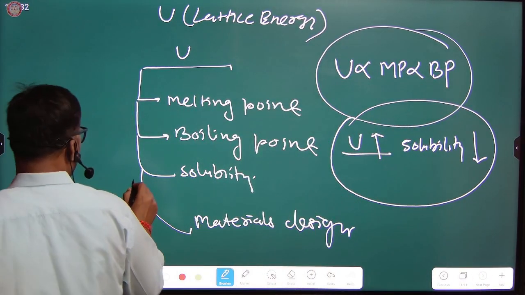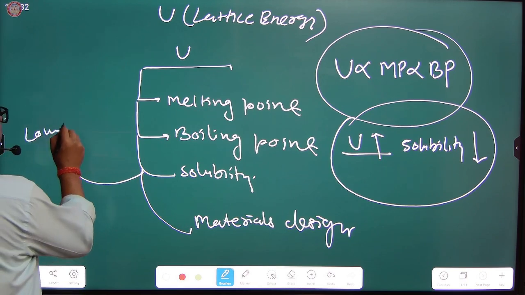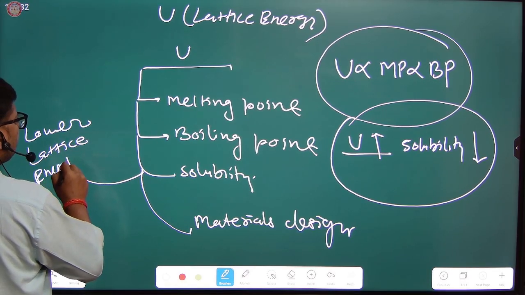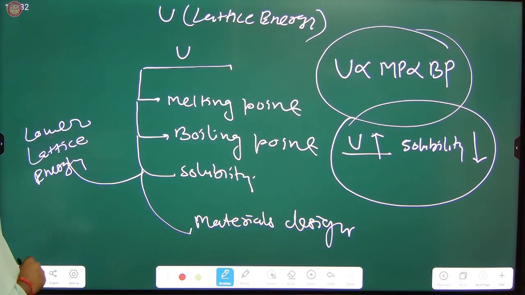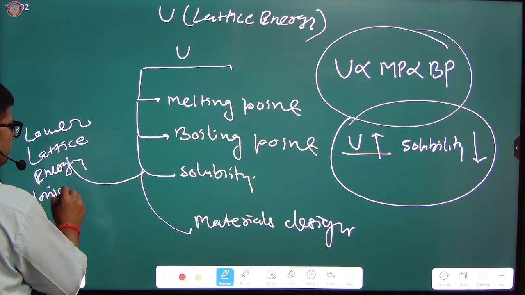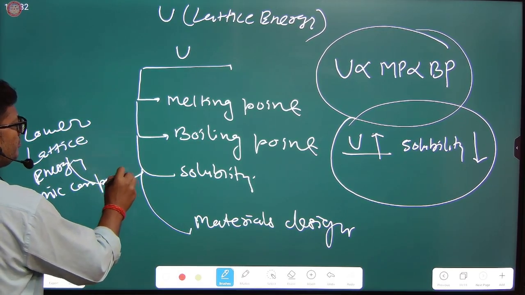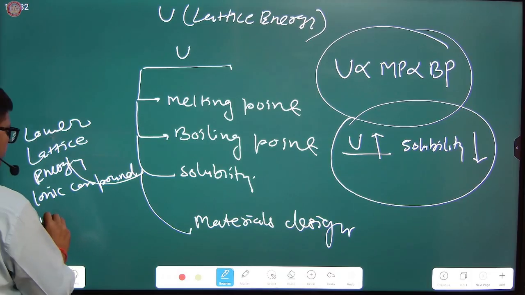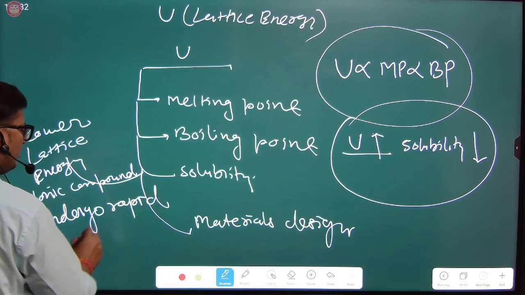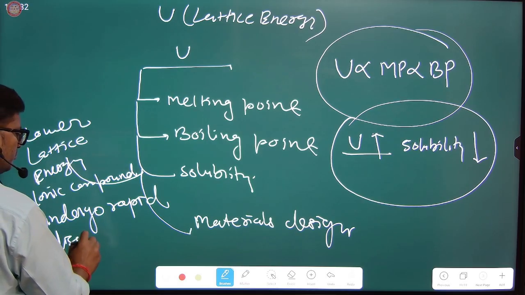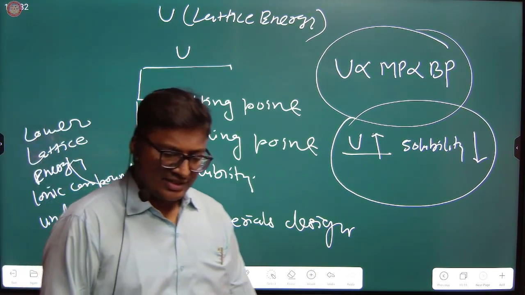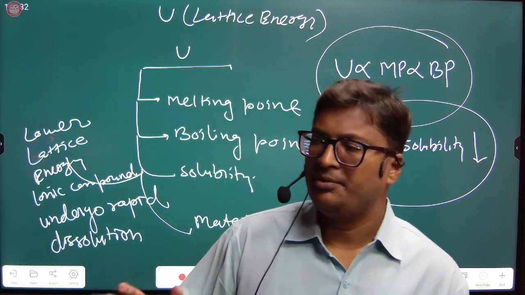So lower lattice energy means ionic compounds undergo rapid dissolution. It means the lower the value of lattice energy of an ionic compound, the higher the solubility will be in the particular solvent.